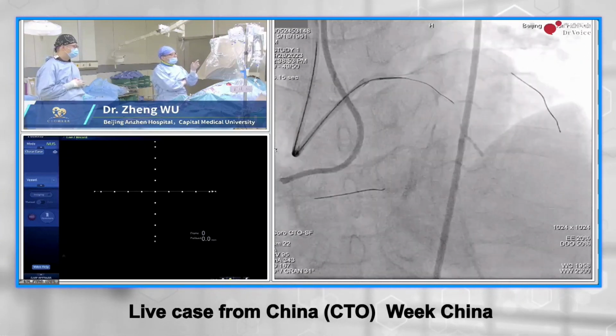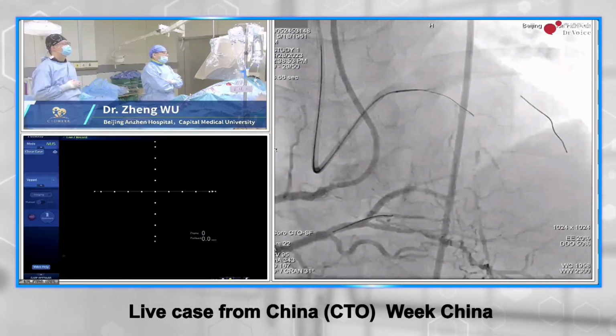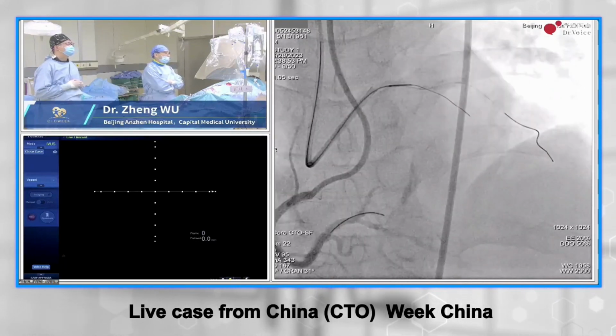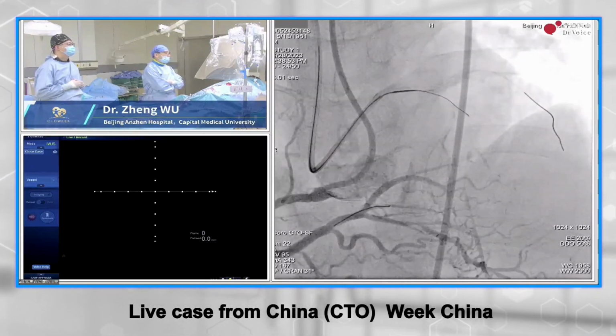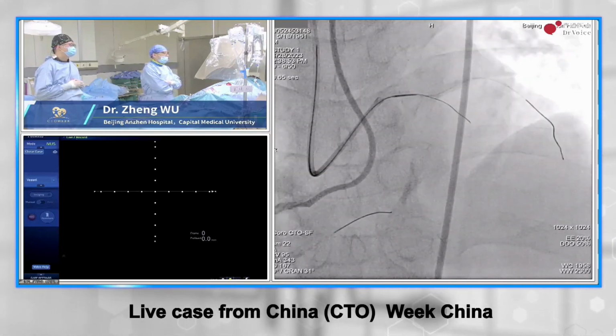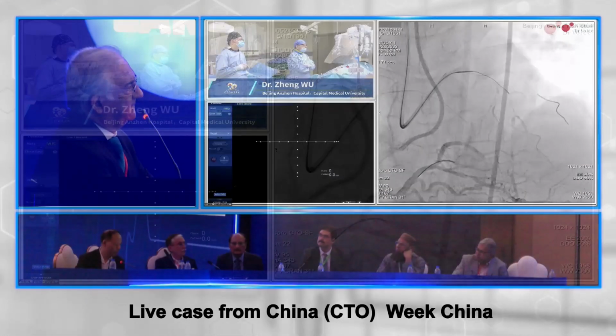I think it looks very good. Change a little bit the view. Maybe show us. If you have a problem crossing with this XT, you can escalate, advance the Corsair and exchange for a stiffer wire and try to puncture through the proximal cap and get into the LAD. You're so close to the LAD here.